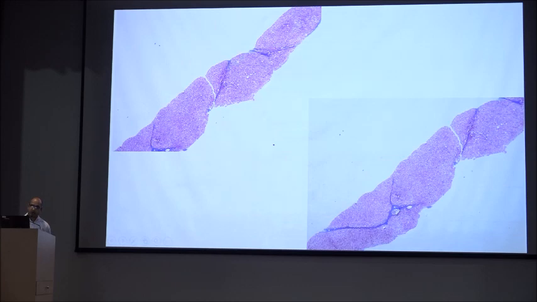The nodules here are formed by very thin fibrous bridges, and they are broken and blind ending. Here also you can see a bridge, and this is broken and blind ending, and here it is also broken. So the diagnosis in this case is incomplete septal cirrhosis. This is a misnomer basically, so ideally it should be incomplete septal fibrosis.